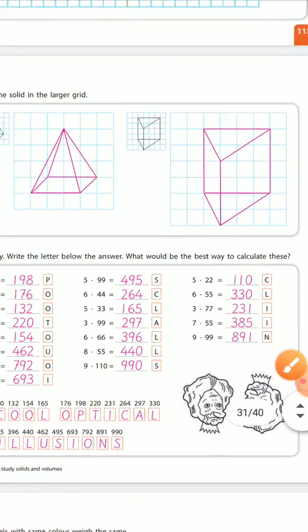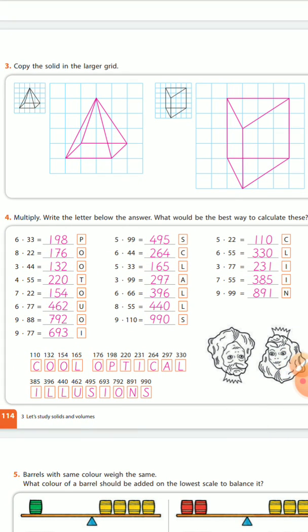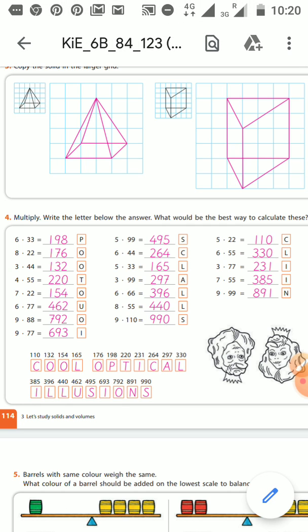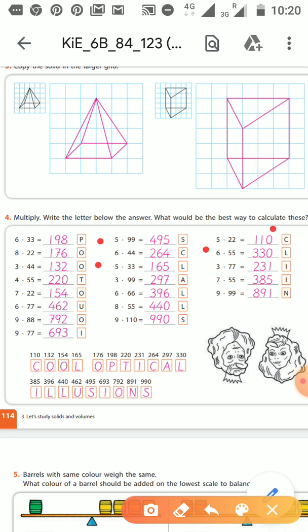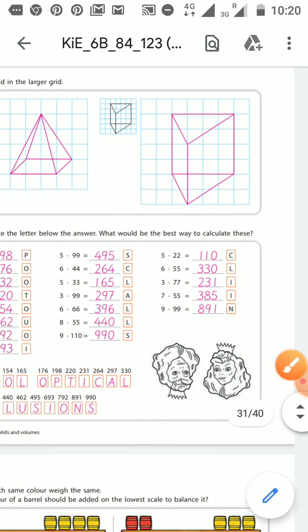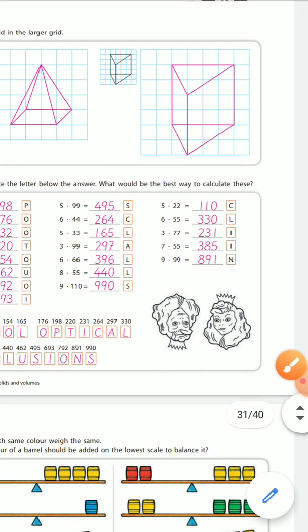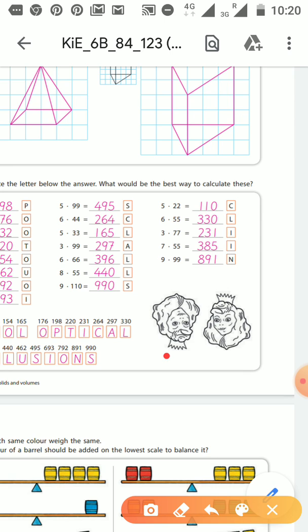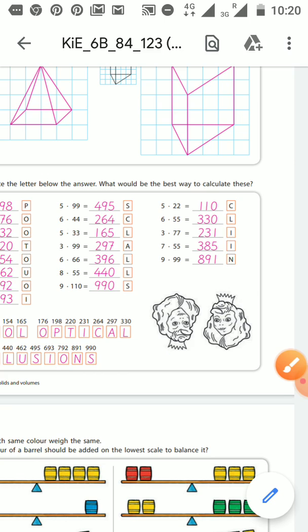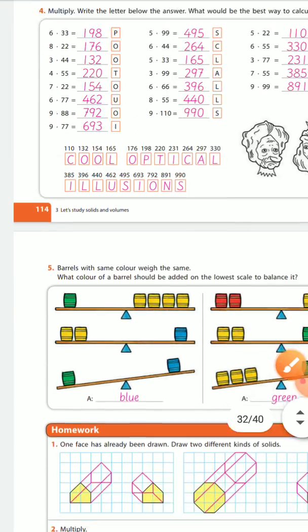Next bit, just some straightforward multiplication questions. Some are a bit testing, so check your answers here. A lot of these are like double numbers, like 33 and 22 and 44. So it's a bit of a test for you. They're all multiplication problems, and that should spell cool optical illusions. There's an example actually of a cool optical illusion here. You see in this picture, well, it looks like an old man wearing a turban. And when you turn it upside down, it looks like a sort of princess, isn't it, wearing a crown? So that's the answer for that.